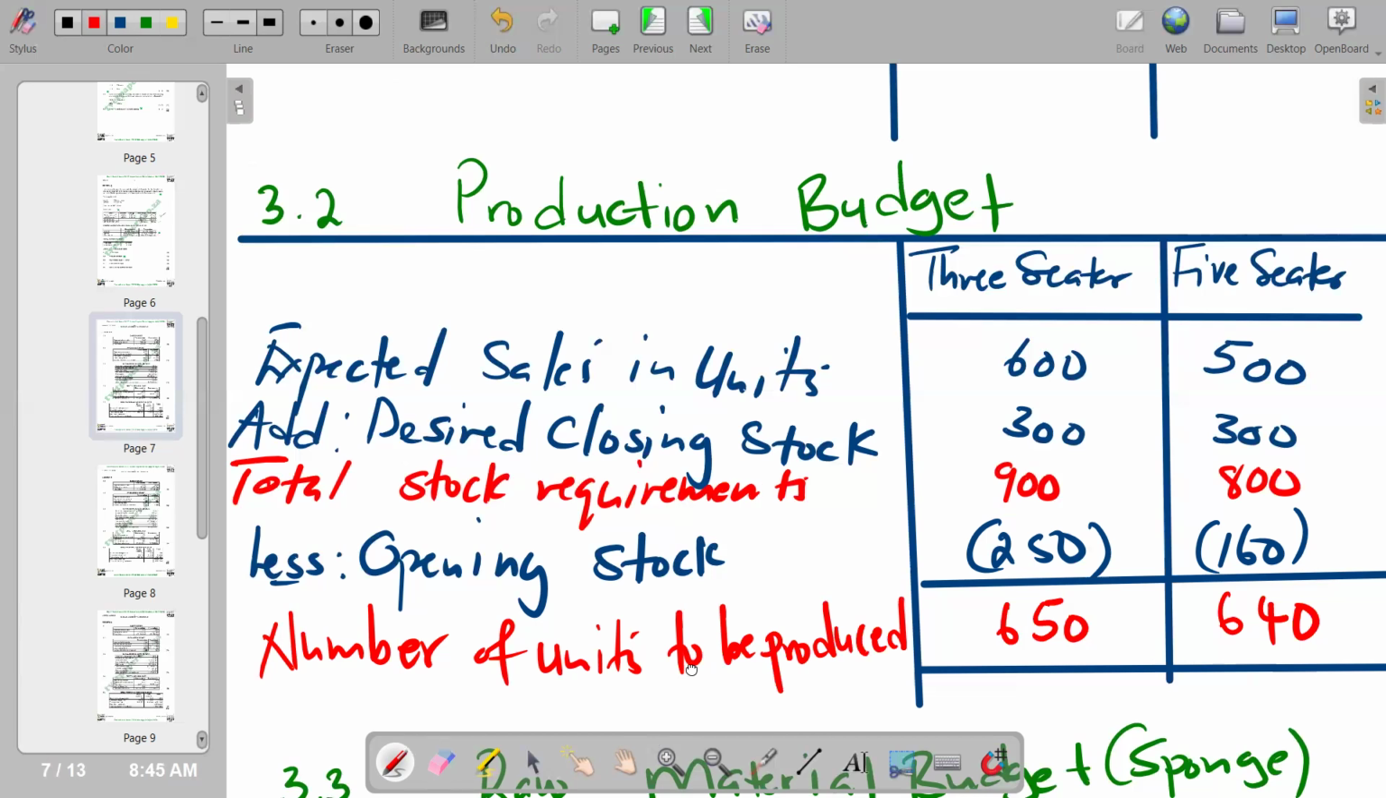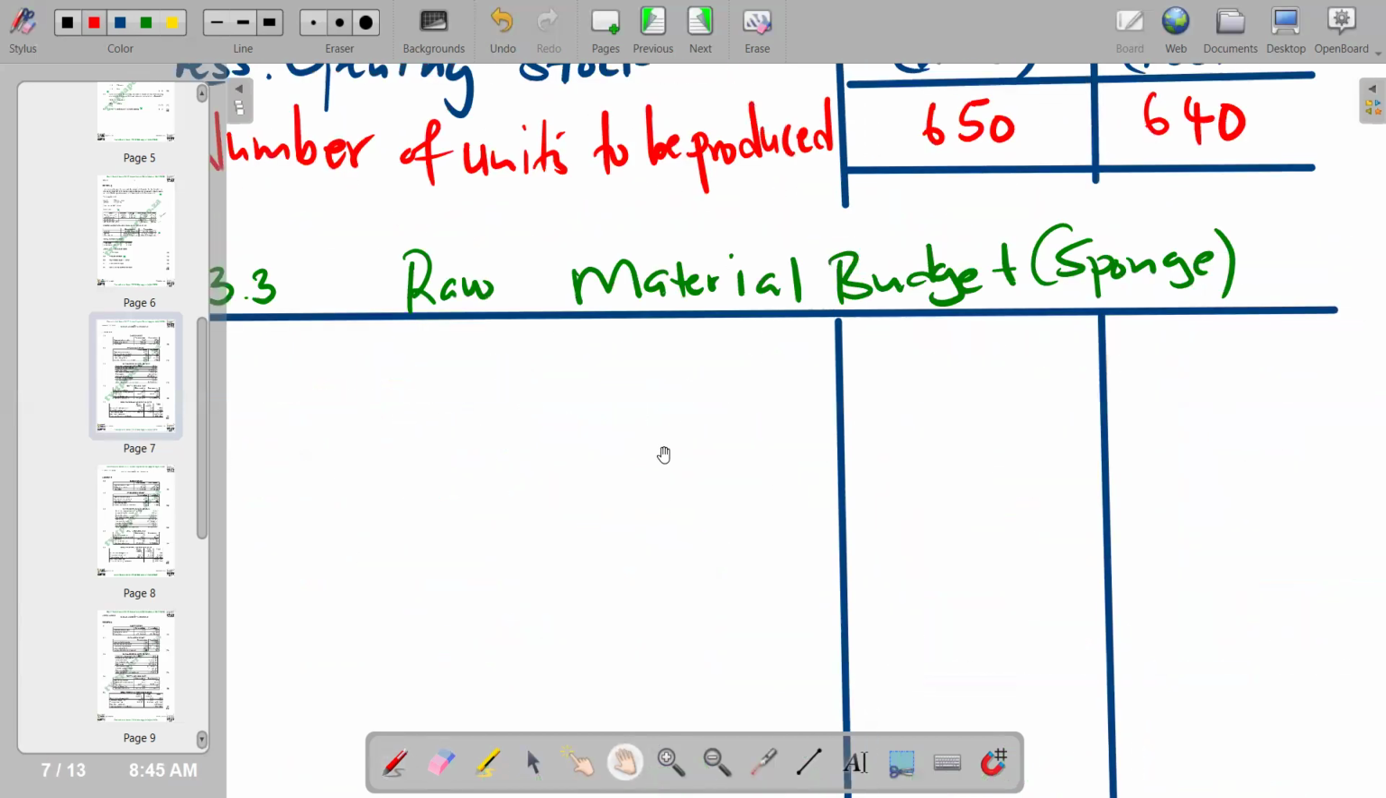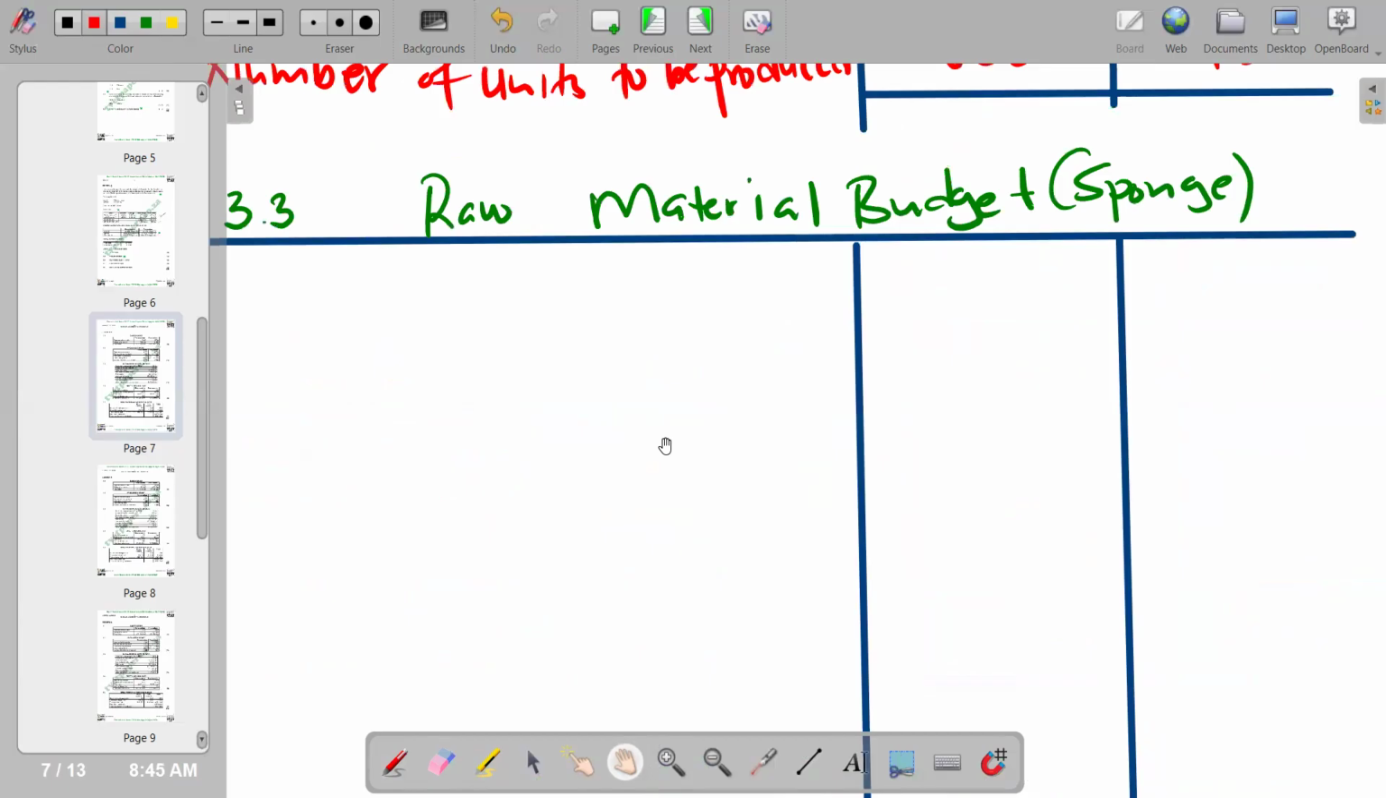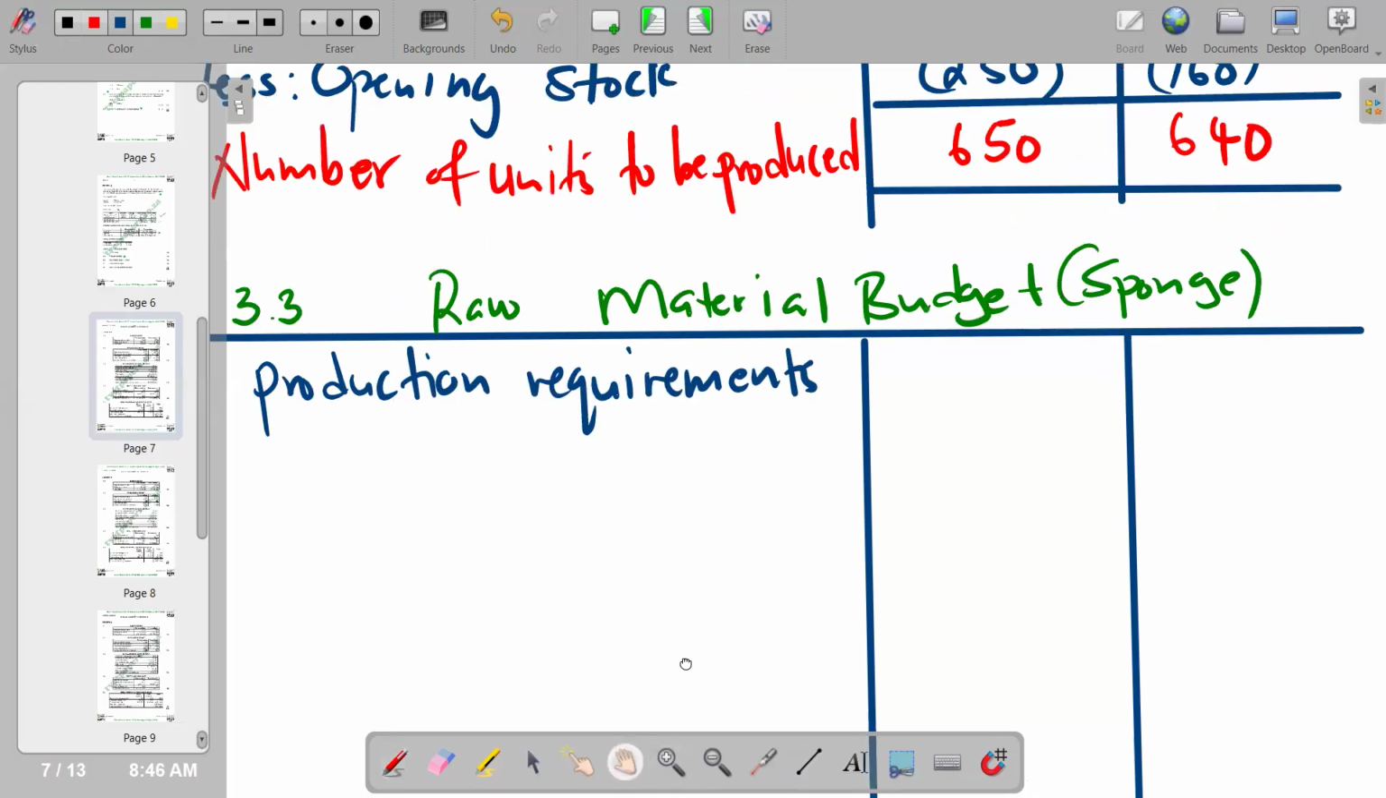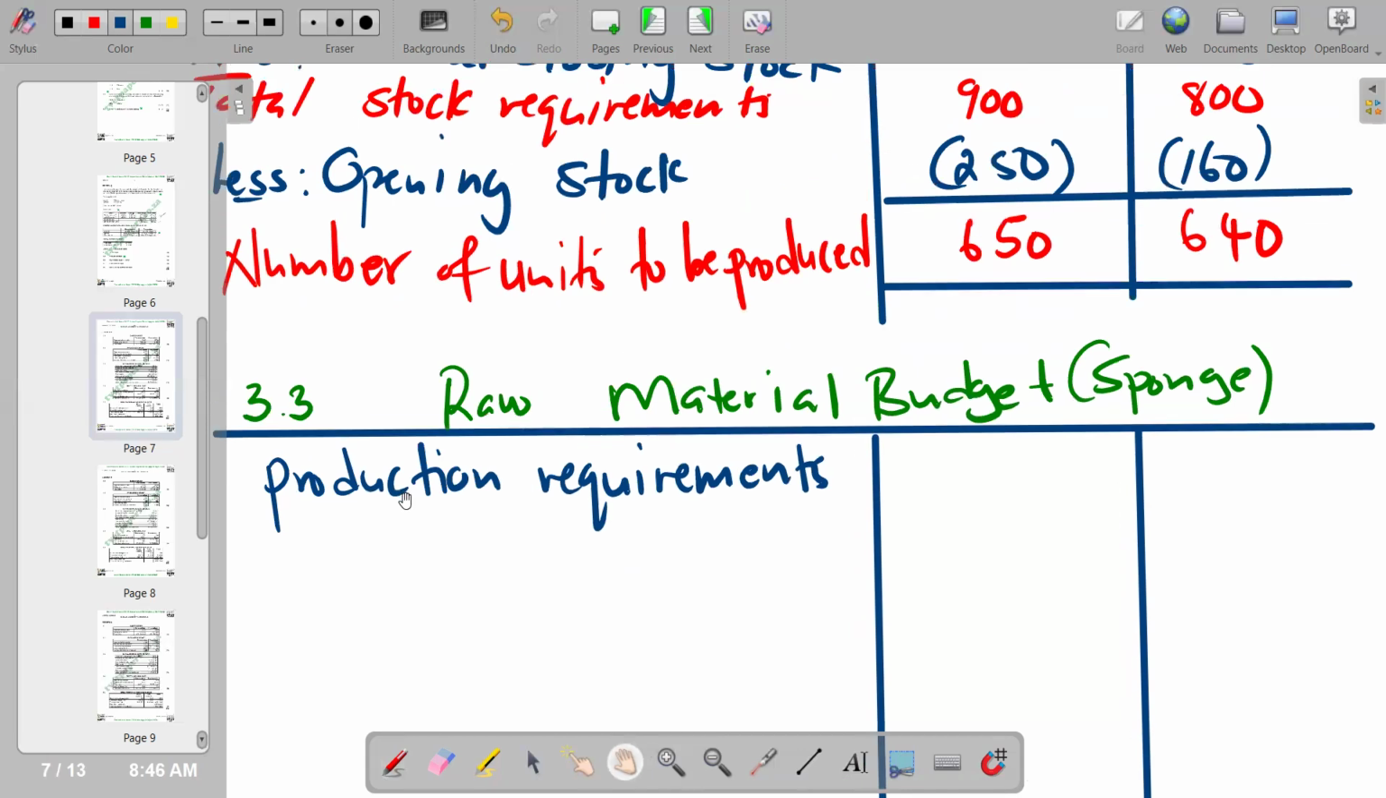So with that, we'll move on to the next budget, which is the raw materials budget. In the raw materials budget, what we are supposed to start with is the production requirements. These are the ones that we've just calculated. The number of units to be produced are the production requirements, whereby we've got 650 and 640.